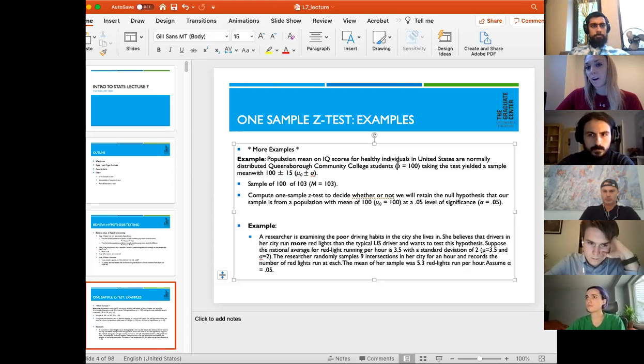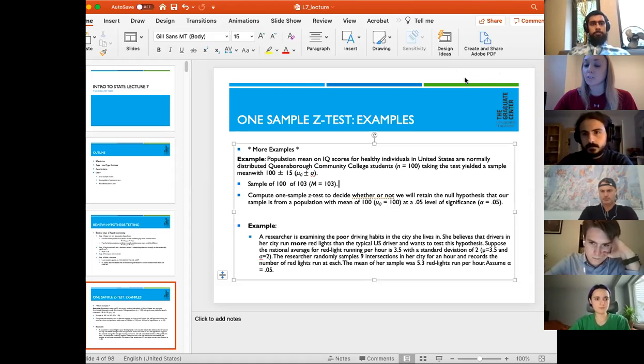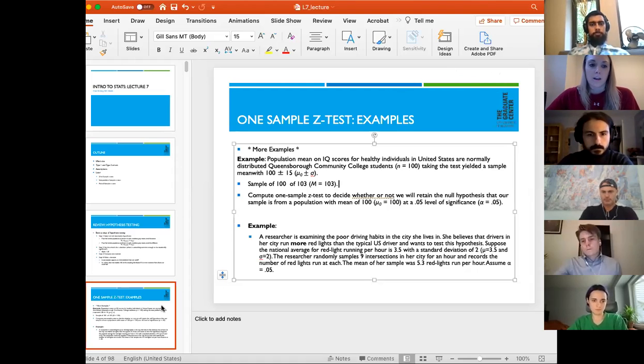This is the square root of our sample size. So square root of 100 is 10. 15 divided by 10 is 1.5. So essentially we end up here with 3, because 103 minus 100 is 3, divided by 1.5, which is 2. I know I kind of flew through that, but this is all the things that we did in our z-test in lecture 6. In a second, I'll show you this also in R.